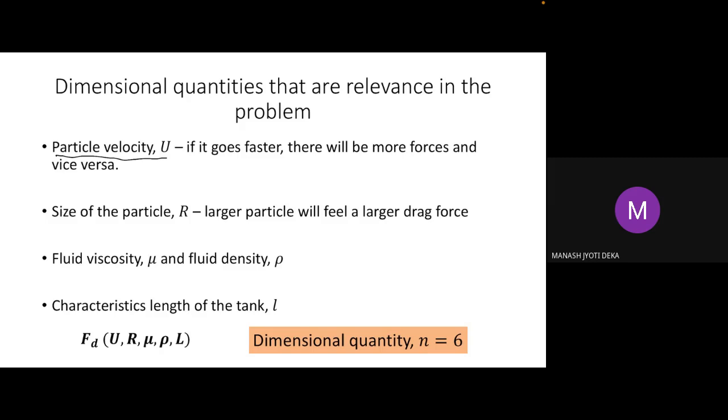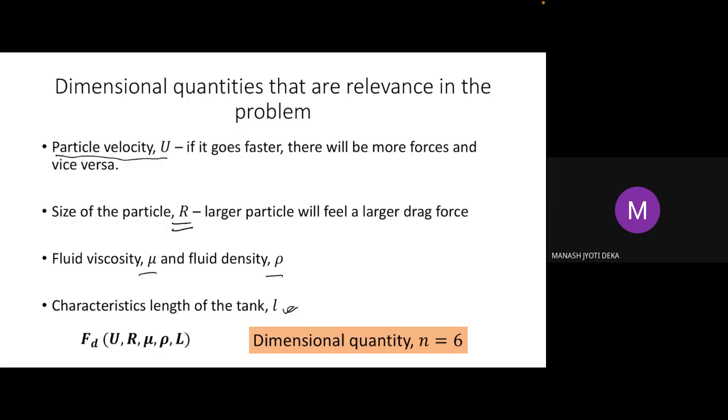So the dimensional quantities that are relevant here start with the particle velocity u. If the particle goes faster, the velocity is more, then there will be more drag force, and vice versa. Intuitively you can see that if the particle is moving faster, the drag force will be more on the particle. Similarly, if the particle size is larger, the force will be larger. So the other quantity is the size of the particle. Then similarly, the fluid viscosity and density will affect, and finally the length of the tank will also affect.